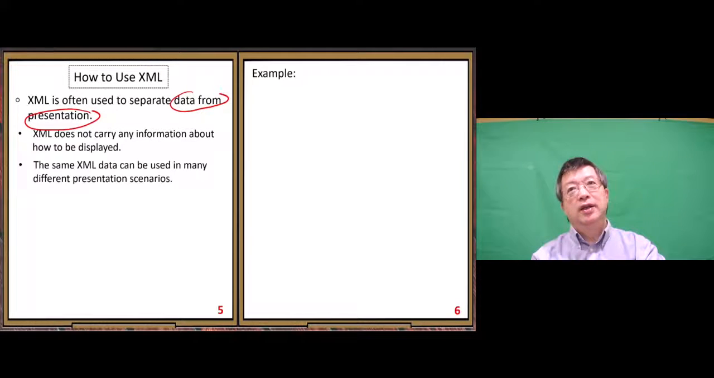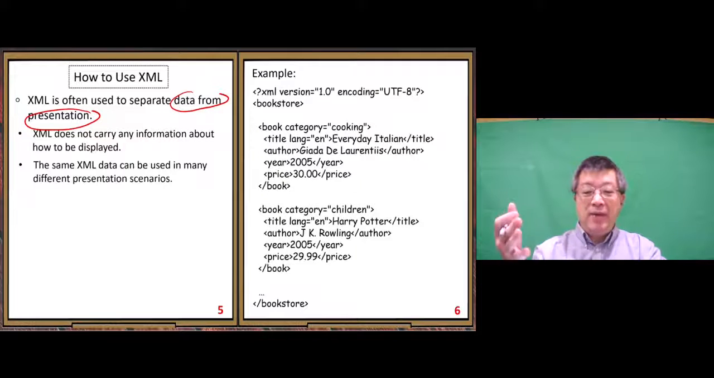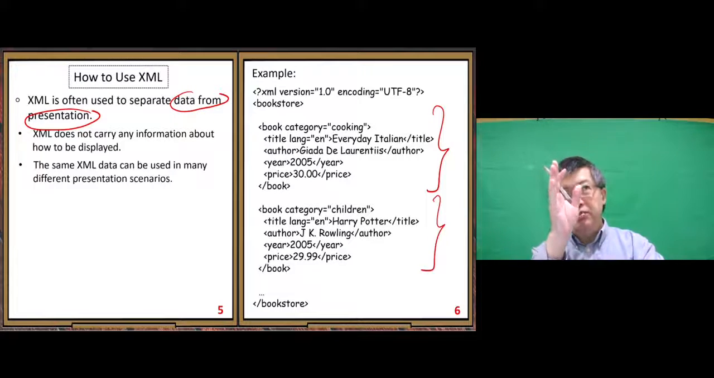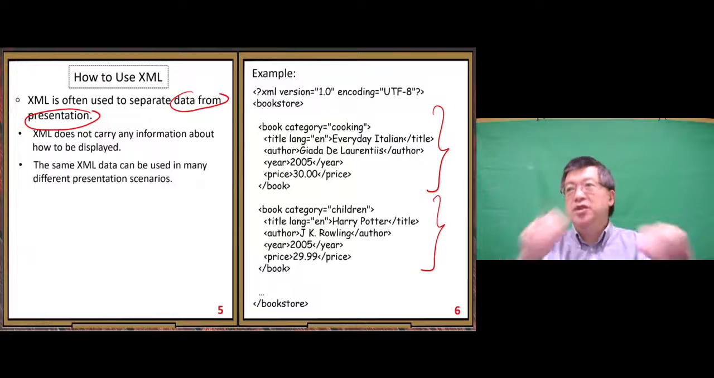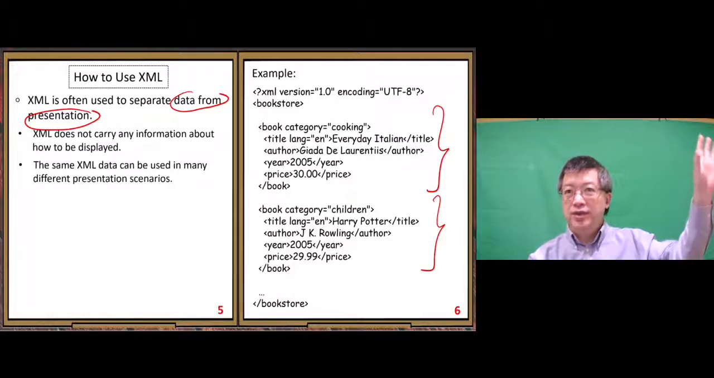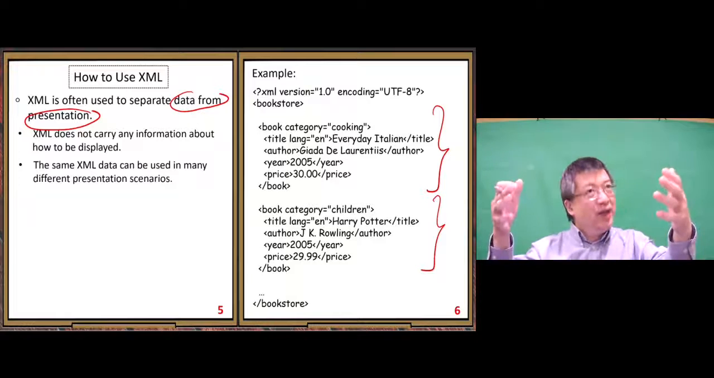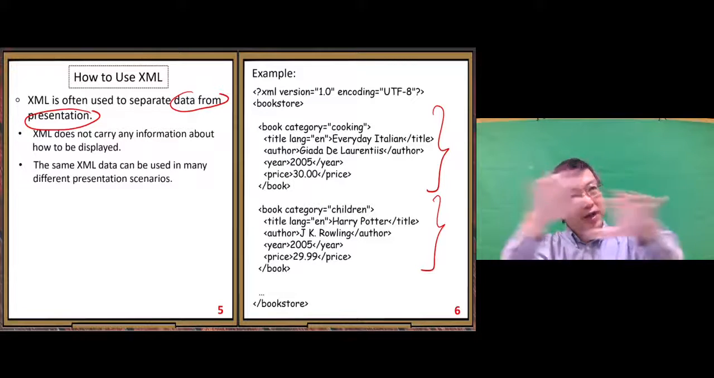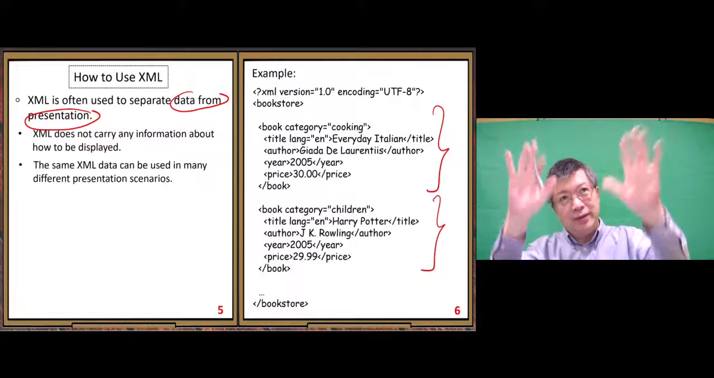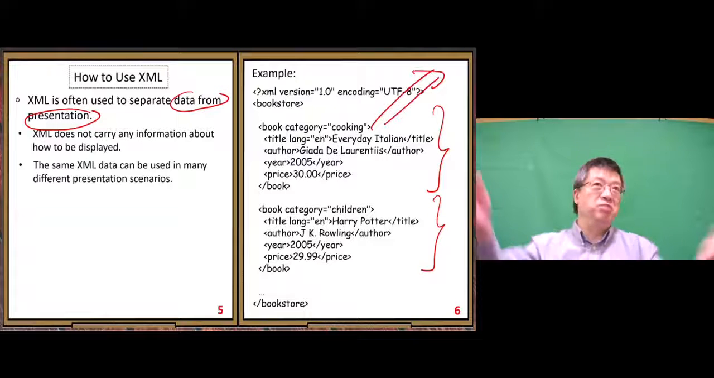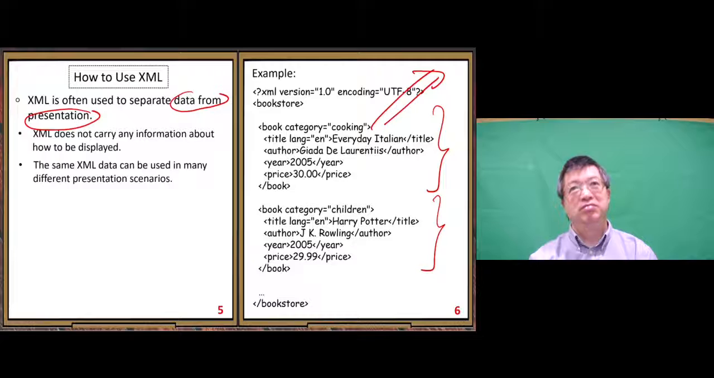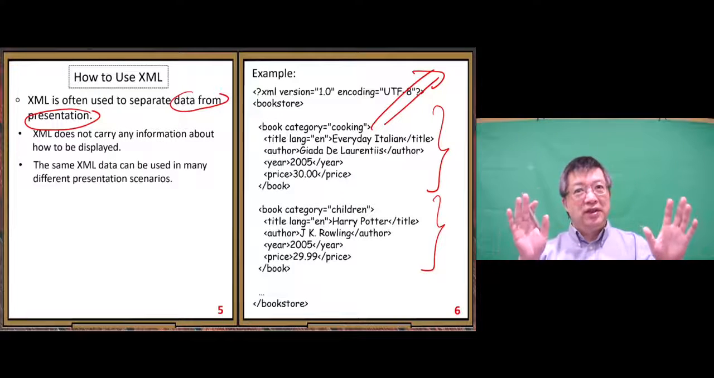Here is a simple XML example. In this XML file, we store a special type of data: a bookstore with books. We want to store the book information for a bookstore, so we organize the book information in a nice way. After we store it, we can also transport it.